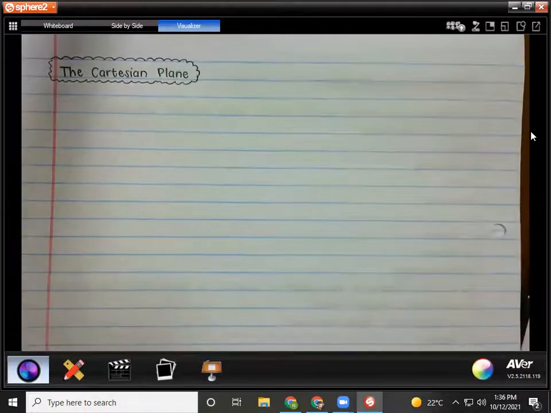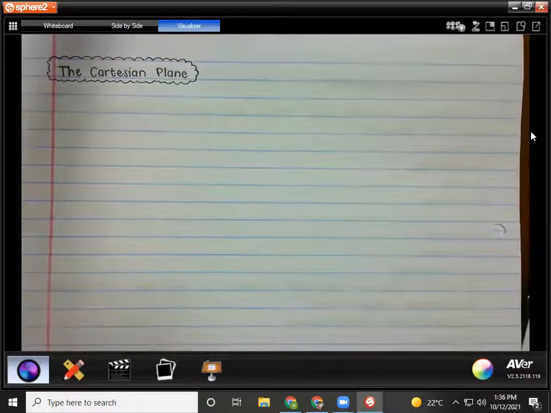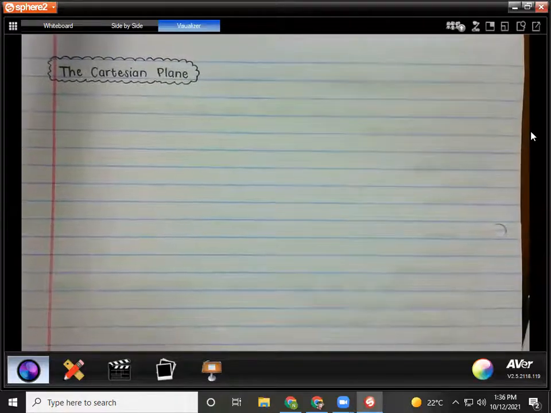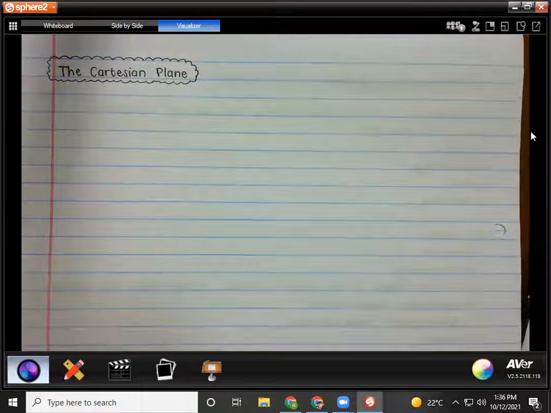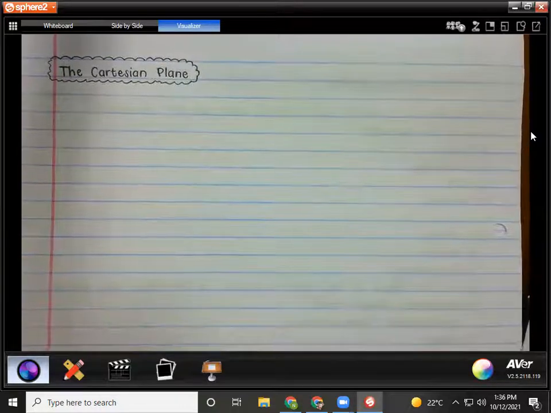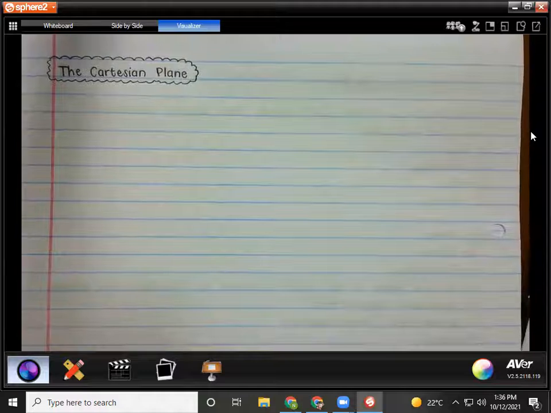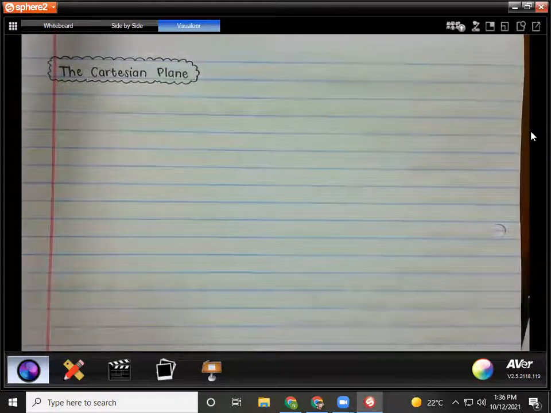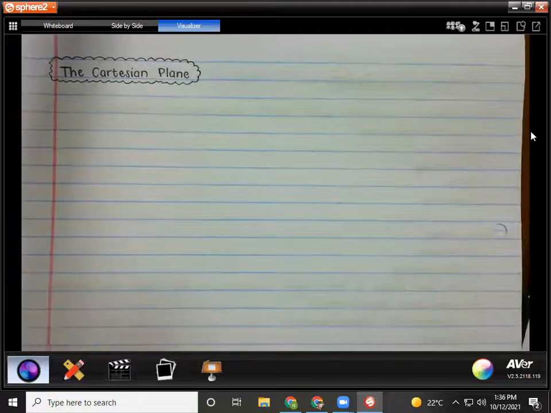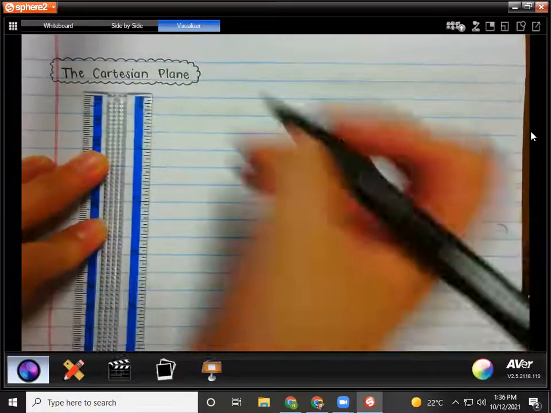Okay, the Cartesian plane. Has any of you heard this name before, the Cartesian plane? Okay, the Cartesian plane is basically the set of the two axes that we have, the x and the y axis together. We call those two axes together the Cartesian plane.